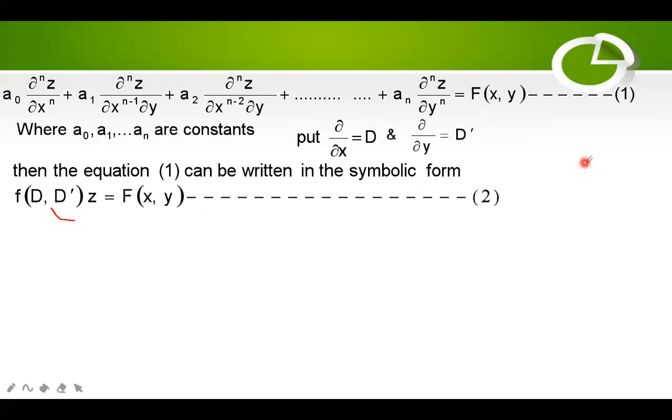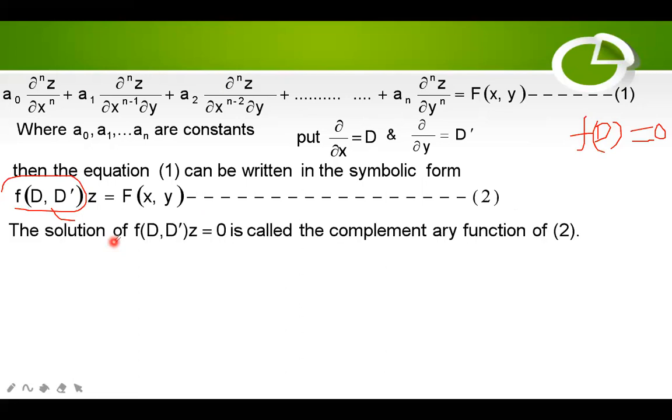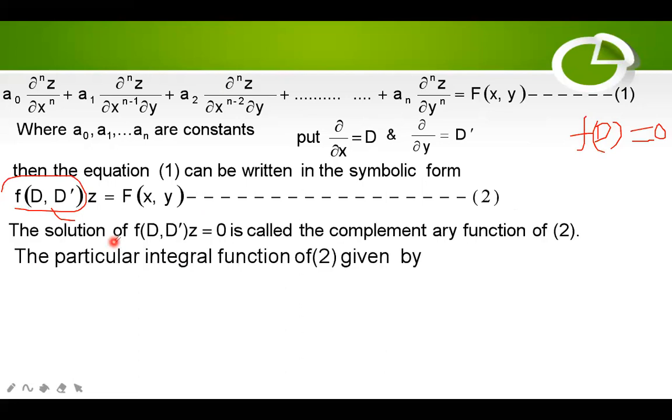Now for the complementary function we equate this f of D, D dash to 0. In ordinary differential equations we equated f of D to 0, which is called the auxiliary equation, and we calculated the complementary function. In the same way we equate this to 0, that is called the auxiliary equation, and we can find the complementary function.